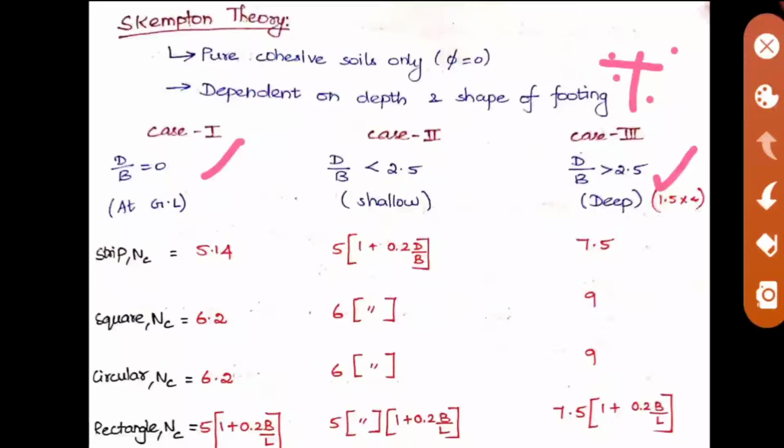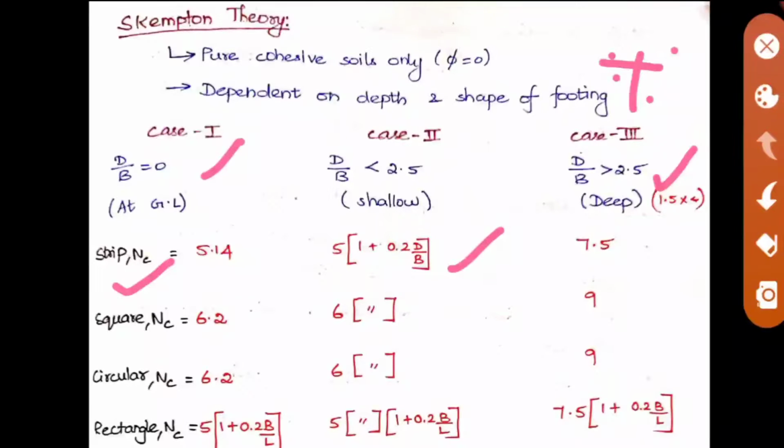For these three cases we are going to see the values for strip, square, circular and rectangular. First let us talk about the strip alone. Here NC we have to use 5.14, and this is the value for case 2, that is 5 into (1 plus 0.2 D by B), and in case 3 the NC value will be 7.5. So these are the values for NC alone.